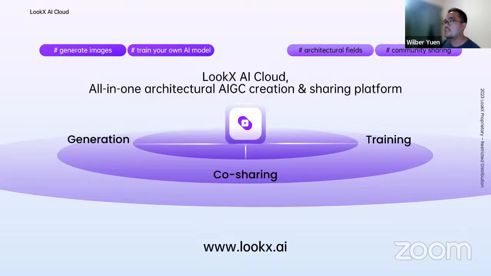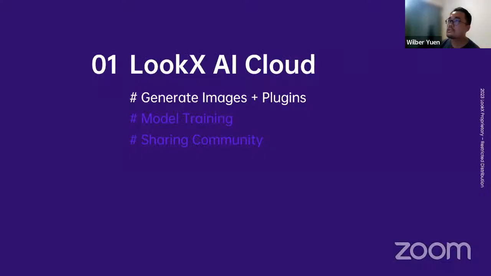On top of that, we have three main features in total. For generation, it's the AI image generation, of course. For training, it's the AI model training, especially for architecture industry use. And building on top of these two features, we have an active community for designers to co-share as well. Here I've also put the link for anyone interested in our platform. You can try it later.